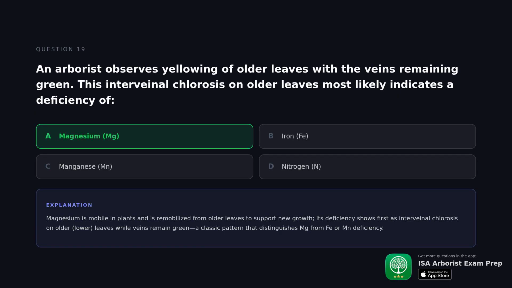The correct answer is magnesium, Mg. Magnesium is mobile in plants and is remobilized from older leaves to support new growth. Its deficiency shows first as interveinal chlorosis on older, lower leaves while veins remain green, a classic pattern that distinguishes Mg from Fe or Mn deficiency.